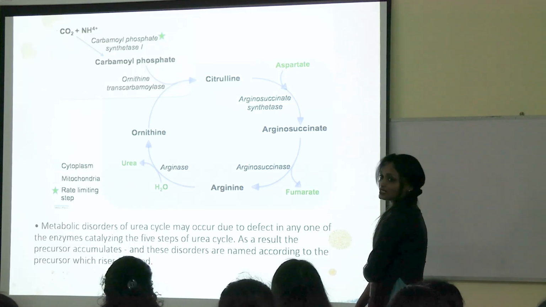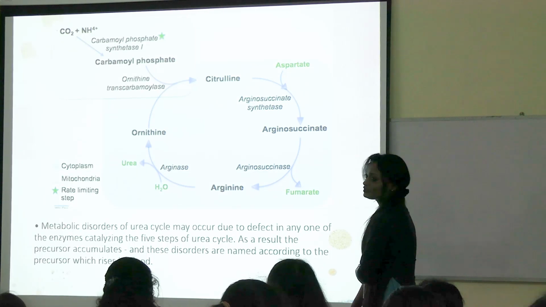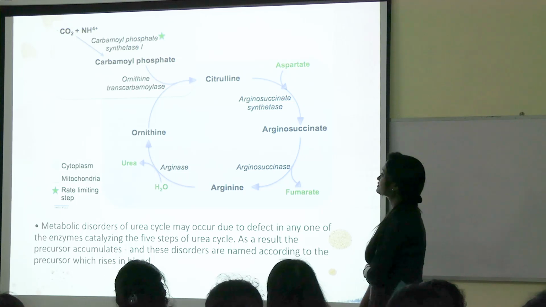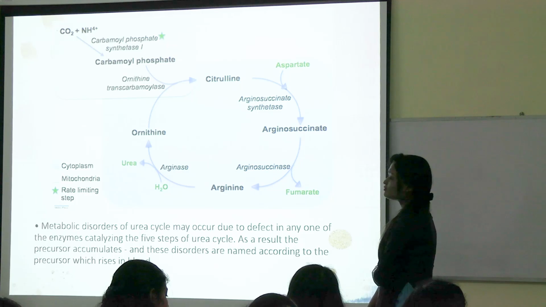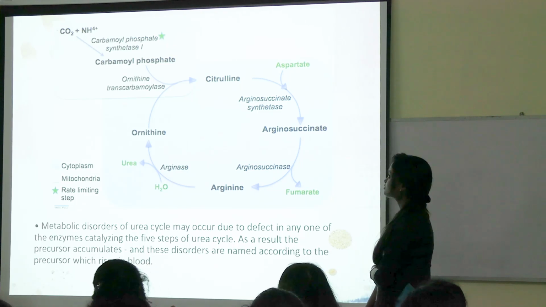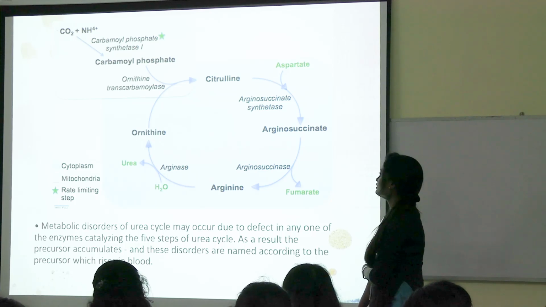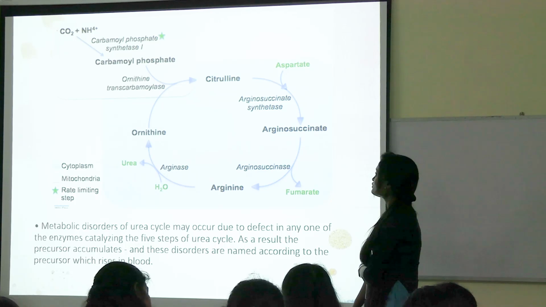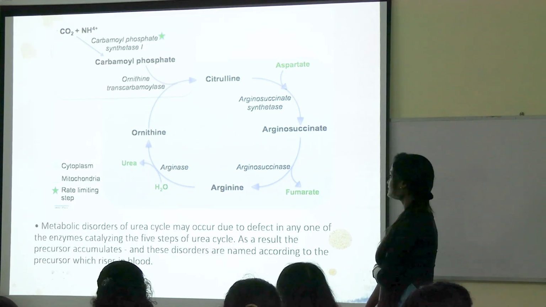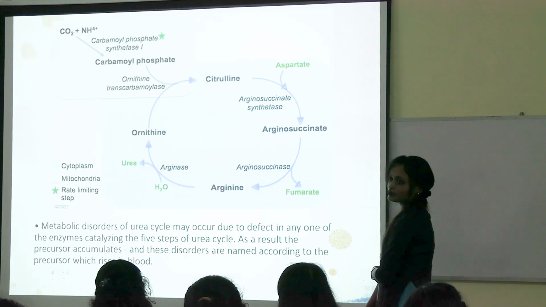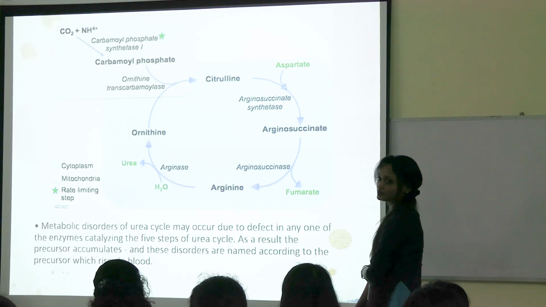So this is the urea cycle. Ammonia with carbon dioxide is converted to carbamoyl phosphate with the help of the enzyme carbamoyl phosphate synthetase 1. So this is the rate limiting step. Then carbamoyl phosphate to citrulline to argininosuccinate, then to arginine to ornithine. So this is also called the ornithine cycle.